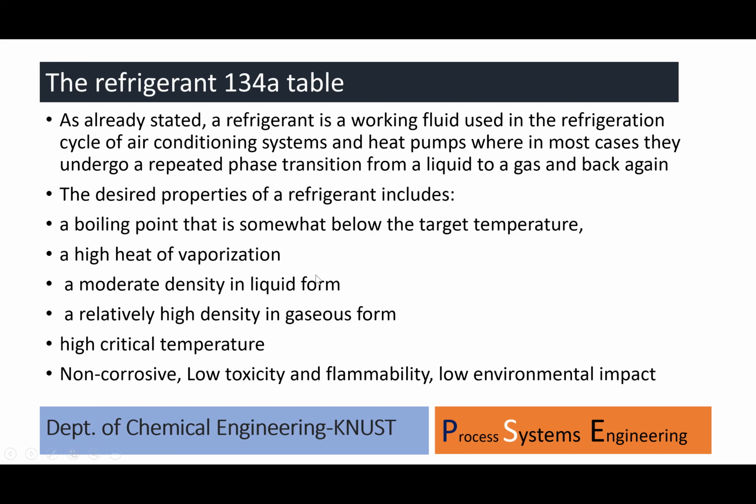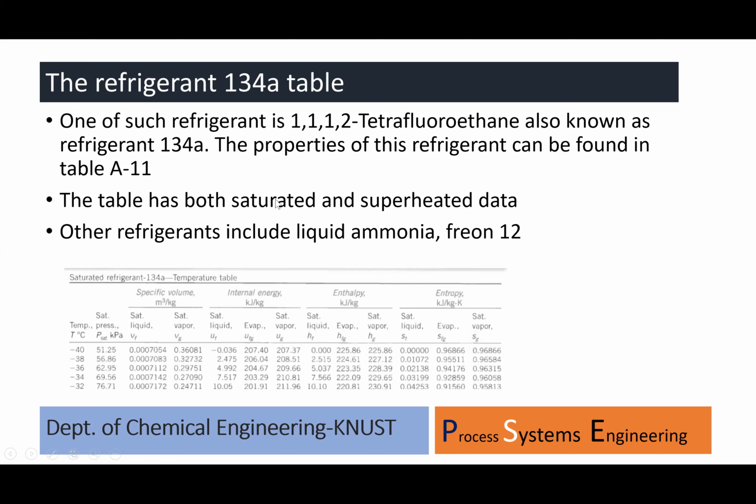And these are some of the properties that your refrigerant has to have. Something like a high heat of vaporization. You want a material that can easily become vapor, right? You want a material that has a relatively moderate density, and a very high critical temperature. It shouldn't be something corrosive or toxic. So these are some of the properties of the refrigerants that we consider. And the refrigerant table is also very similar to the steam table. So you also have your saturation temperature and pressure, and you can read your various properties from it, right? Some examples of refrigerants include ammonia.